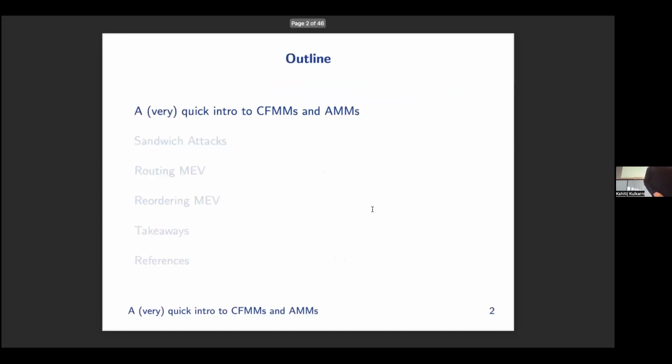So just to set the stage, I'm going to be giving a very brief introduction to this particular class of decentralized exchanges called constant function market makers that we focused on. And then talking about a particular kind of MEV, which is a concept I'll define very shortly, called sandwich attacks, and give some results and some interpretations.